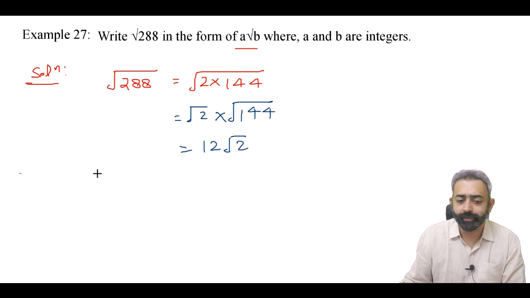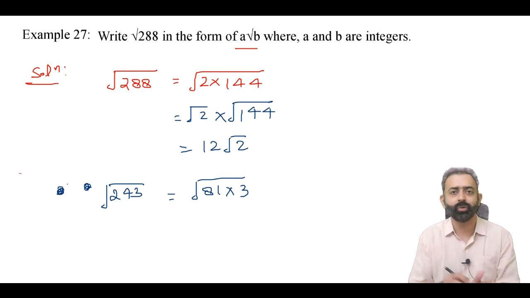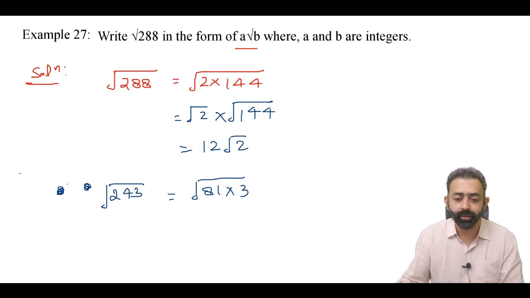You can take another example, that if you have to write, let us say, the square root of 243. So you do the prime factors of 243, or you write this 243 as, I know it is 81 into 3. And using the property that root a into root b is root of ab, I can write this as root of 81 and root of 3.